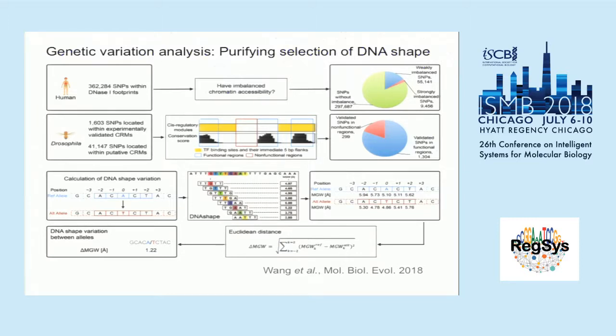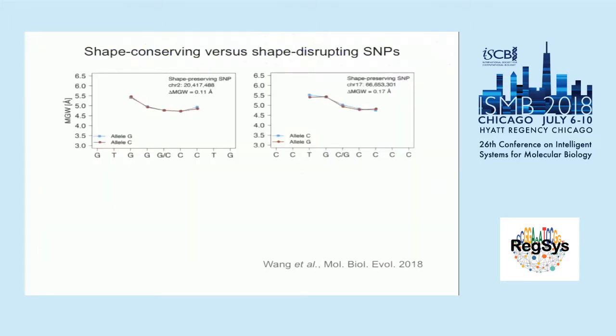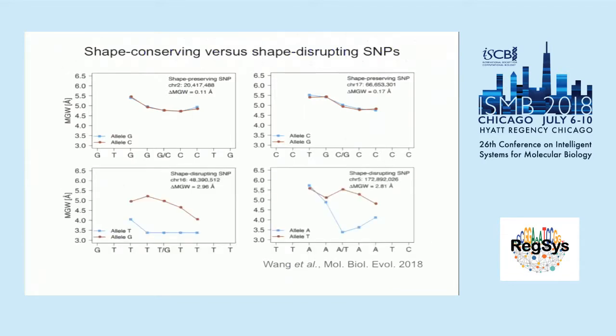We found that larger changes in shape correlate with lower minor allele frequencies, so there is probably a purifying selection of DNA shape. The reason for this was that there are SNPs where the shape doesn't change at all, so the change of that one SNP has almost no effect on shape, whereas for others, there's a dramatic effect on the structure. When there's a SNP, for instance, in an A-tract, we see a dramatic effect on minor groove width, MGW.